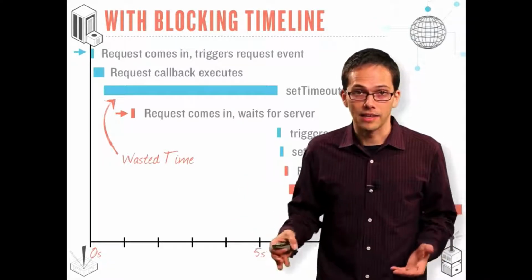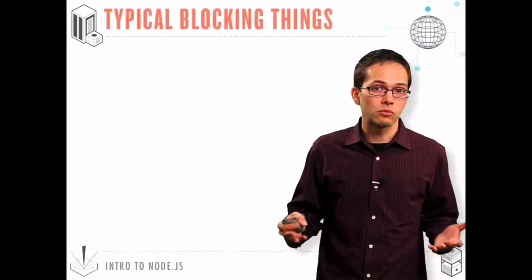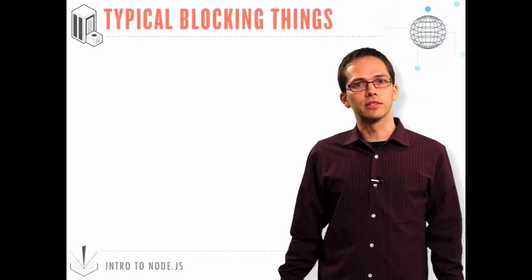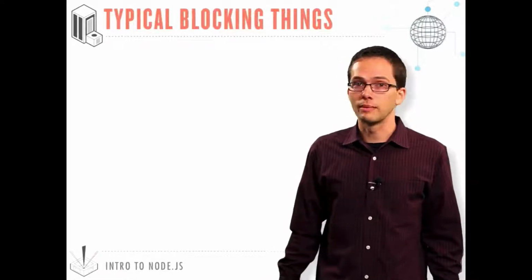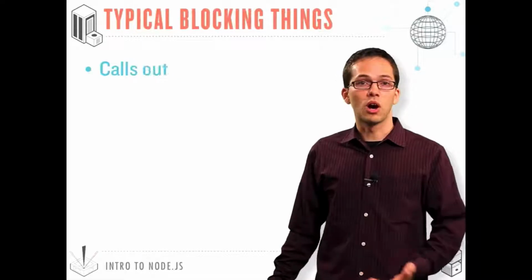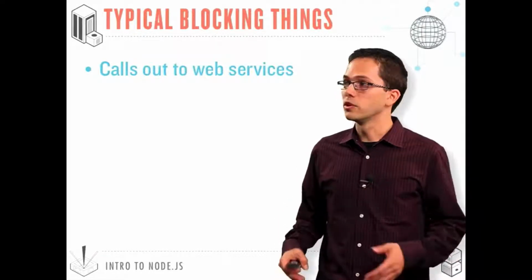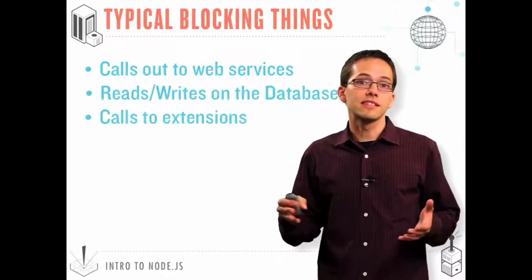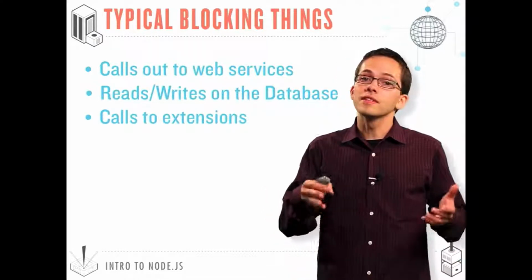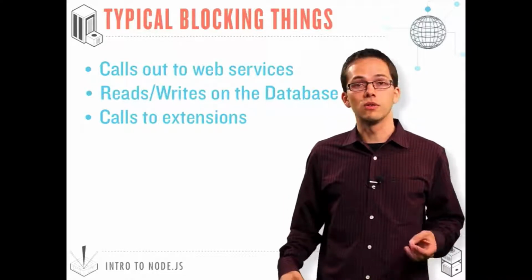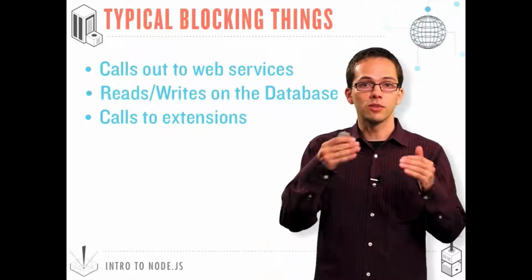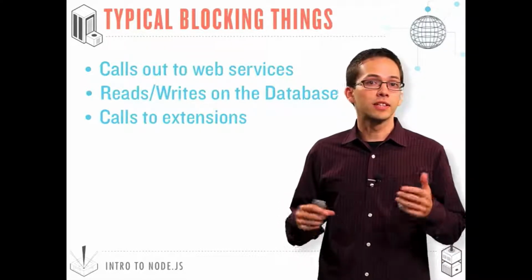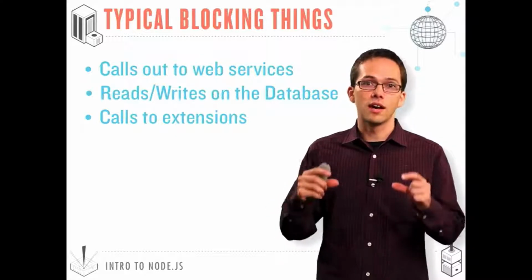Obviously, blocking is bad. And you might be wondering, why would anybody write a programming language or a framework that blocks and stops the world? Well, you find this in a lot of programming languages. Often when you do a call out to web services, it will block. When you're doing a read or write to a database, it will block. Or when you're calling out to a C extension, it will block. And this is one of the reasons why people love Node.js. Because from the very start with Node, its purpose was to be completely non-blocking, and all of the libraries for Node are all non-blocking.